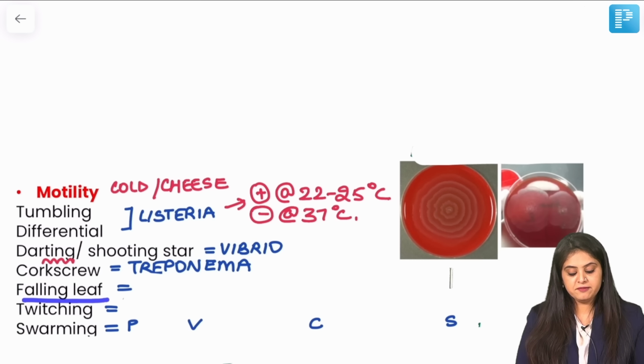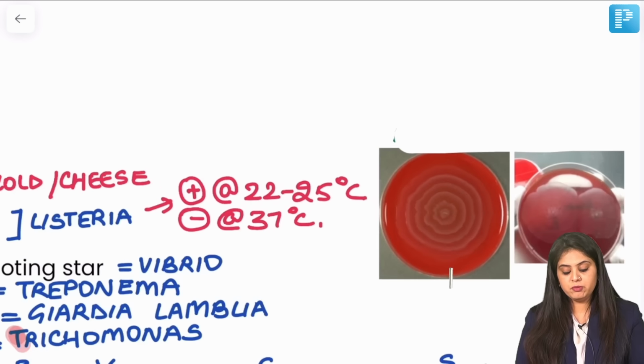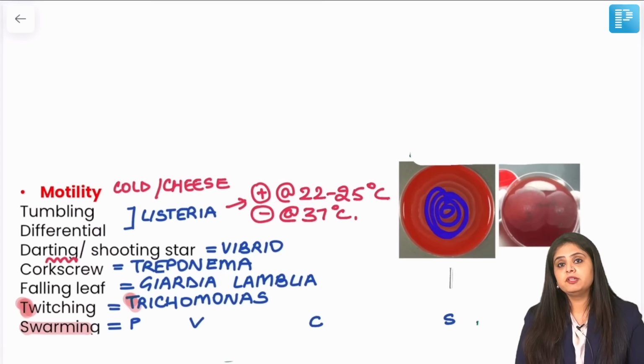Next is falling leaf, which you call as girta hua leaf, that is Giardia lamblia. The next one is twitching, the one that causes strawberry cervix. So twitching motility is shown by Trichomonas vaginalis. And lastly, the swarming motility, the picture of which is shown over here as these concentric circles. Swarming is shown by PVCs.